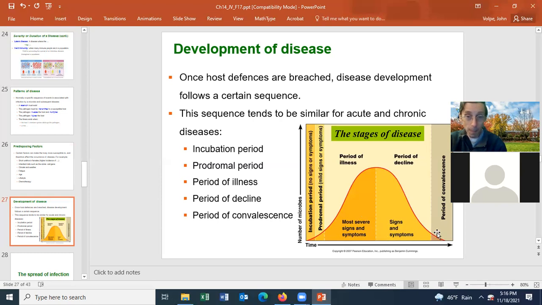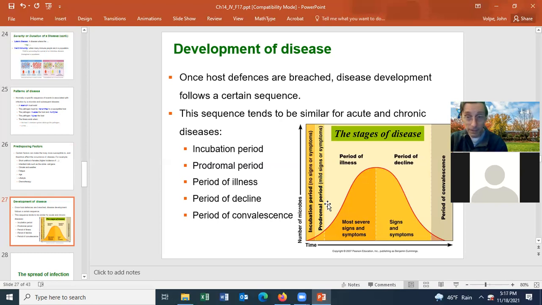And then there are some illnesses where you have an incubation period and you move directly into the period of illness. Sometimes when I've had the flu, I'm fine. I have no signs or symptoms. And then the next moment, I don't have any mild symptoms. It's like somebody hit me over the head with a sledgehammer. I have very severe signs and symptoms immediately. So some cases of the flu skip the prodromal period.